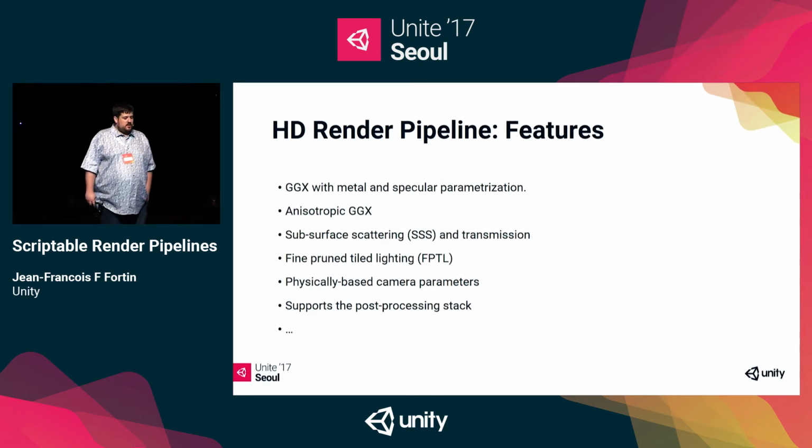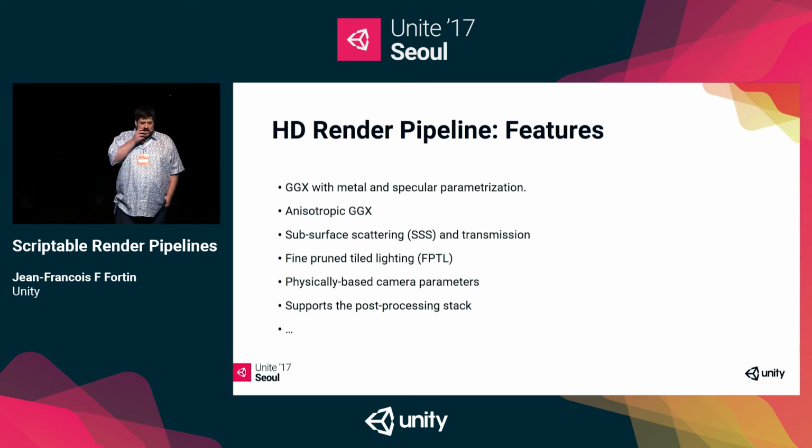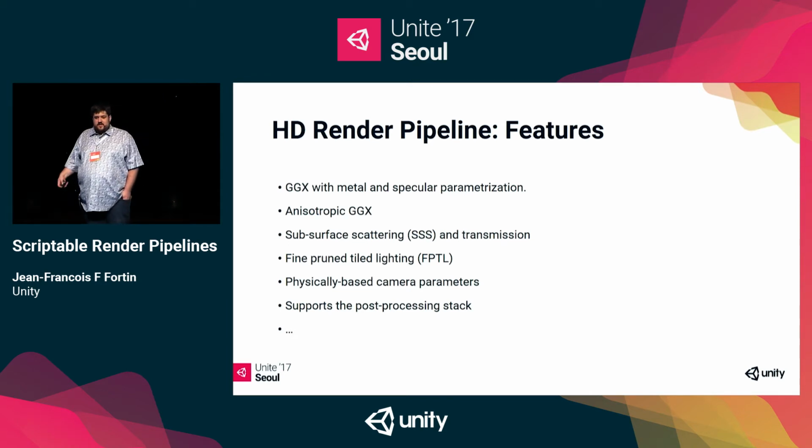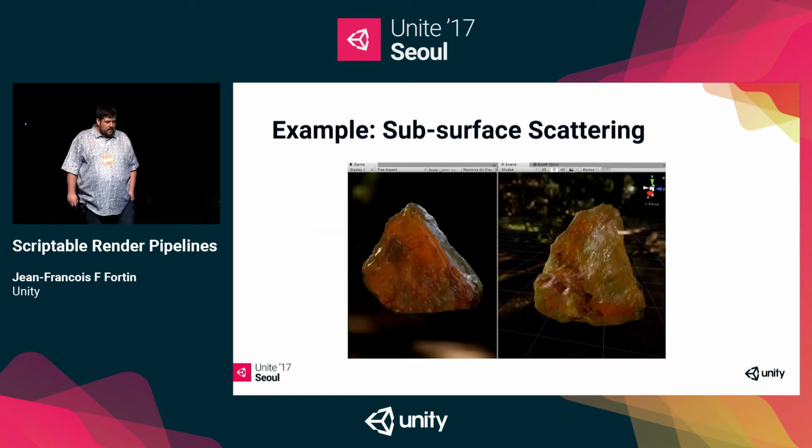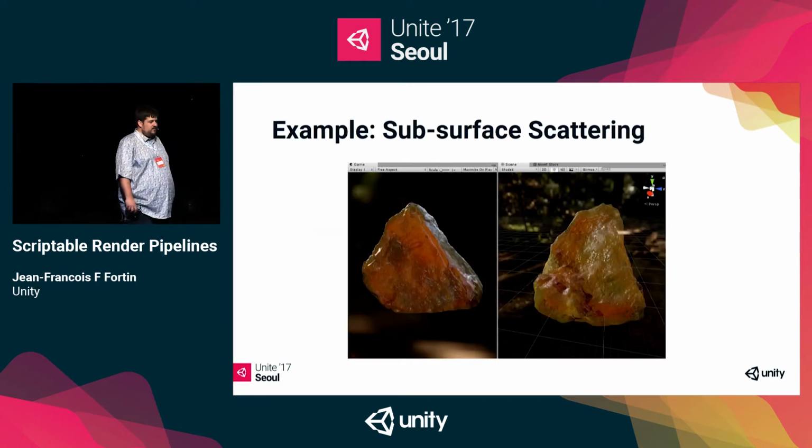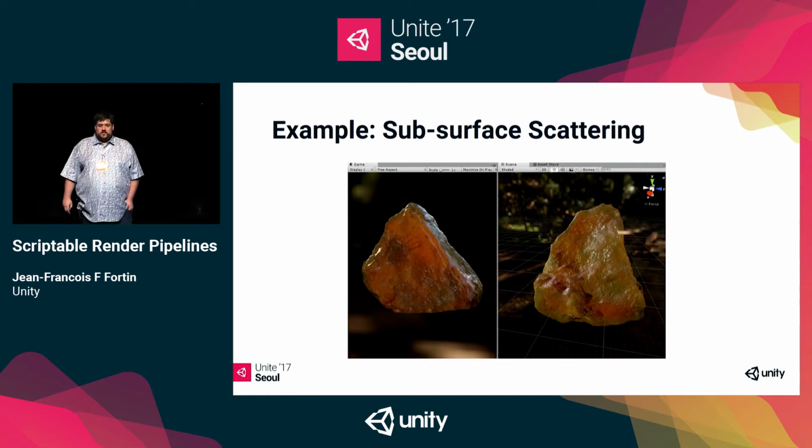Here is just a quick list of features that are getting added to the HD render pipeline. So they're looking at having GGX for metal specular parameterization, anisotropic GGX, subsurface scattering, tile lighting, and more physically based camera. And there's many others. So just as an example, here is a screenshot I found laying around of the subsurface scattering feature that shows translucency on the rock. This feature could be used for human skin and any other material that has this translucency.